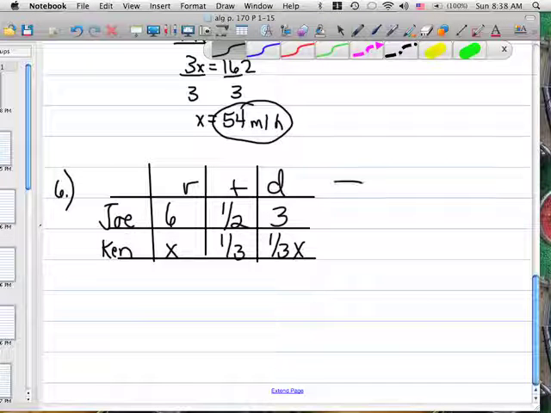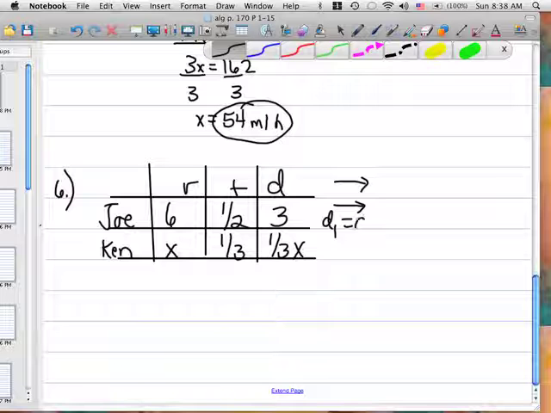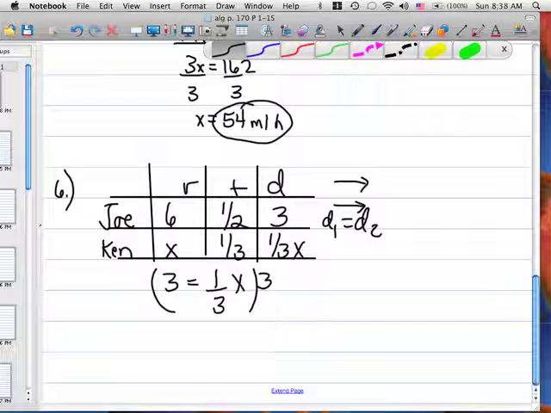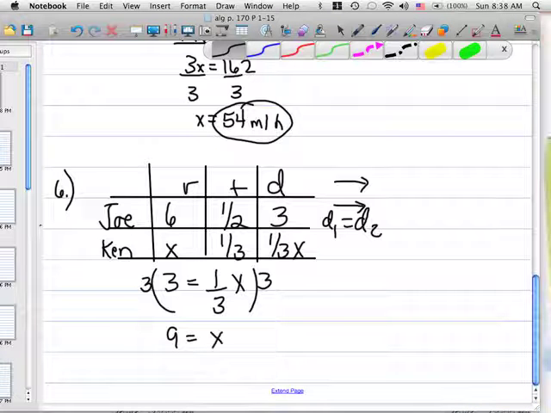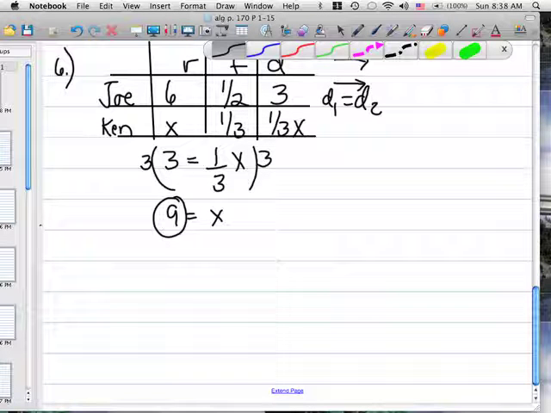Now this is going in the same direction. Joe's running and Ken's following. So distance 1 equals distance 2. So 3 equals 1/3 x. To get rid of the 1/3, multiply both sides by 3, the reciprocal. So we get 9 equals x. And that's Ken's rate, so 9 miles per hour is how fast he's going to have to travel.